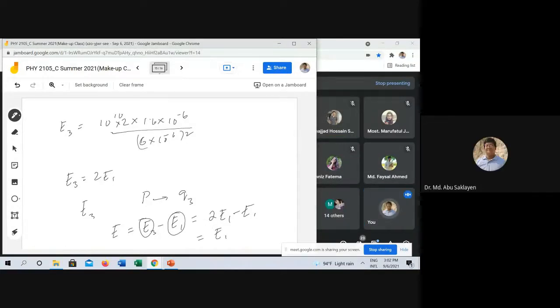But the direction? Then the direction will be around Q3, this way. Yes sir, towards Q3. Very good. P to Q3. So the direction of E1, you get it. This is the hypotenuse. This is the direction of E3.